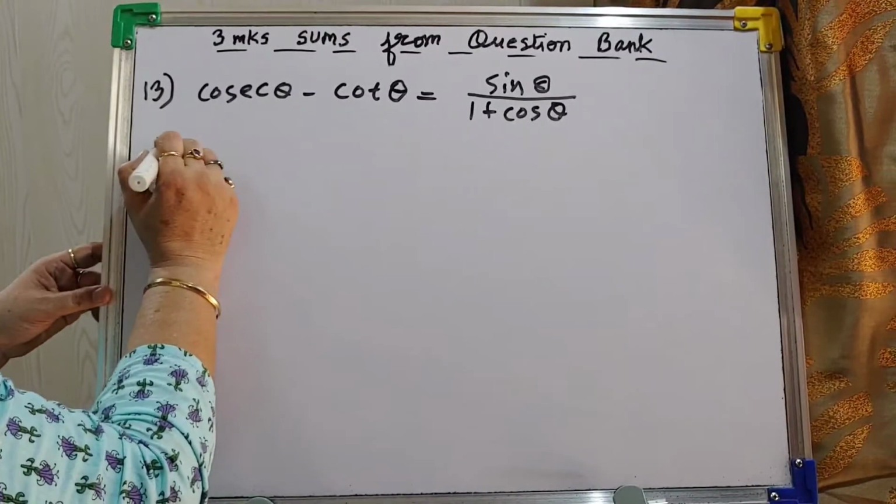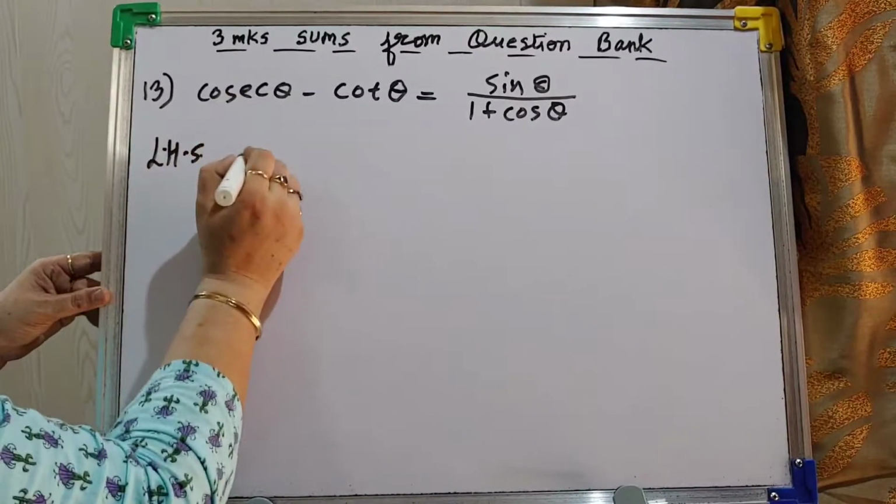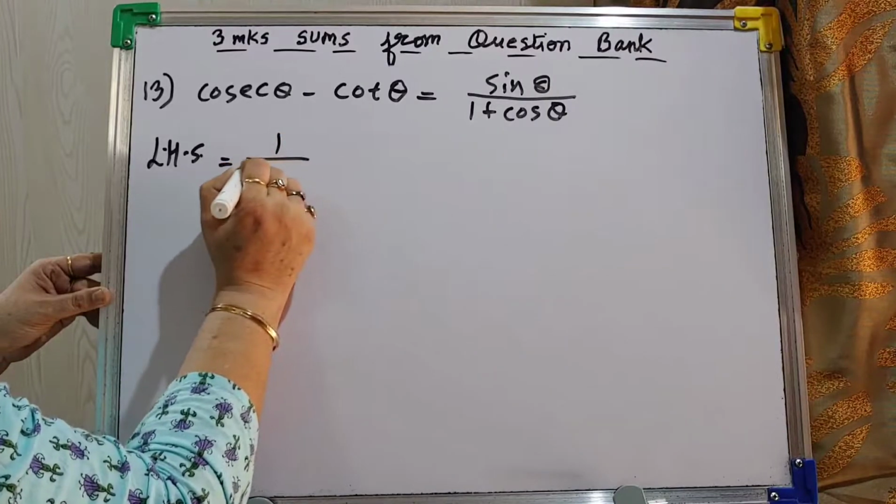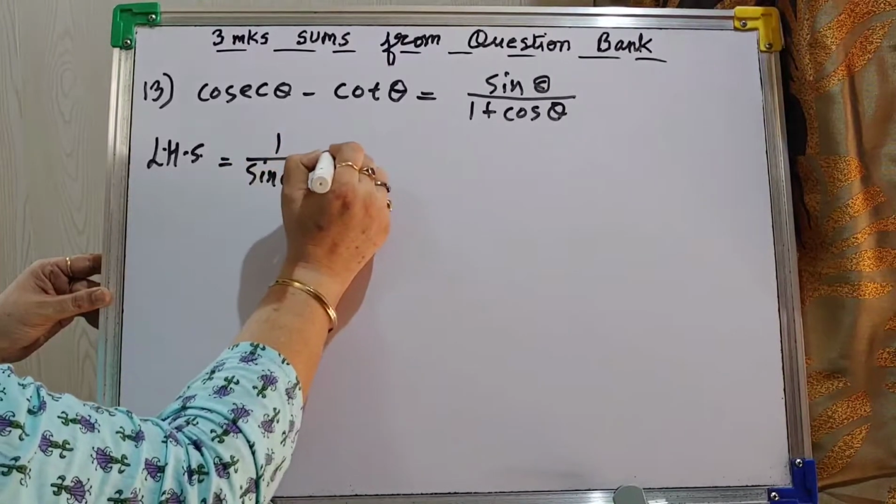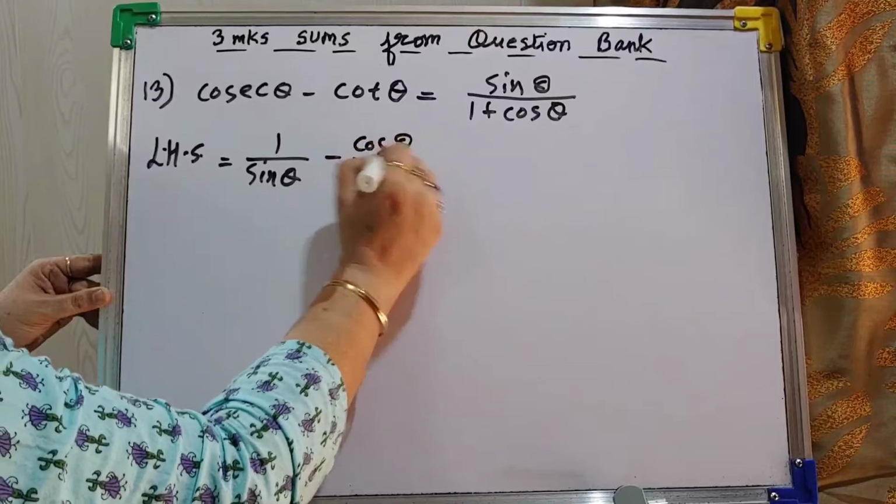Now, in the LHS, cosec theta is there. So it will be 1 by sin theta. This will be cos by sin.